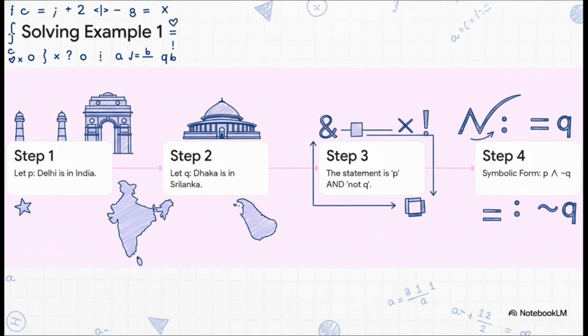First, we define P as our first simple statement. Delhi is in India. Easy. Step 2, we define Q. Dhaka is in Sri Lanka. Now for the translation part. That word but, it logically just means and. And not in Sri Lanka is, well, the negation of Q. So we put it all together and we get our final answer, P and not Q.